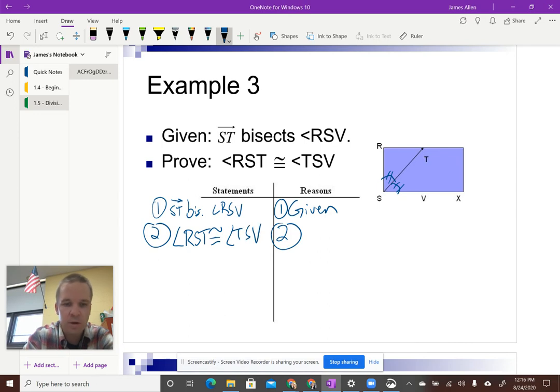A lot of our proofs are pretty quick right now. We're limited on how many theorems and properties we have. Don't you worry. They will get lengthier. And my reason for that one is definition of bisect. Wonderful.